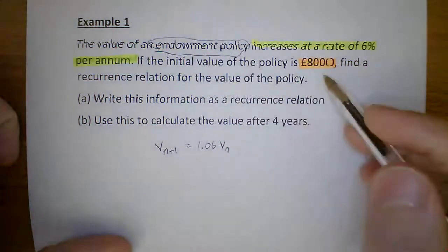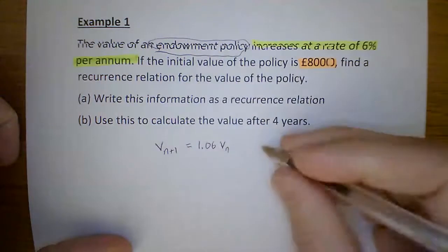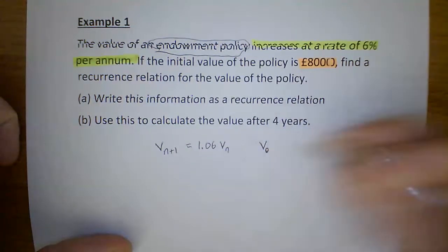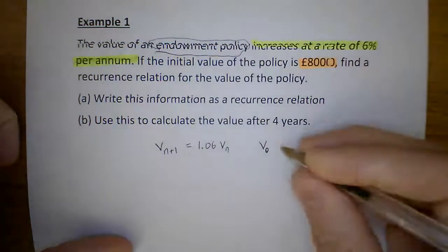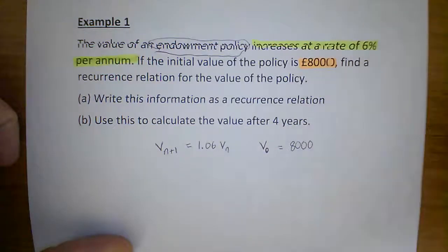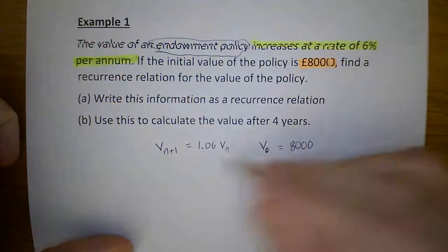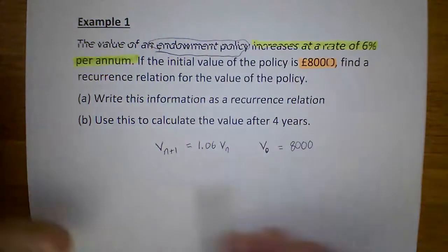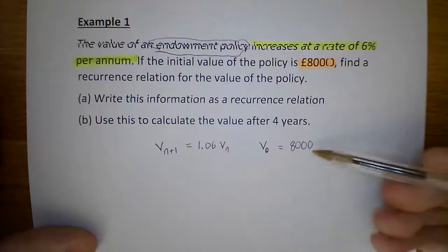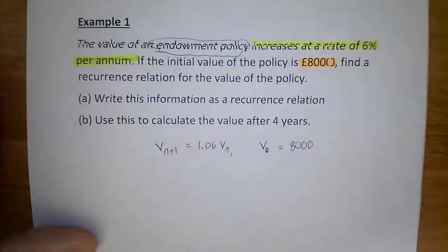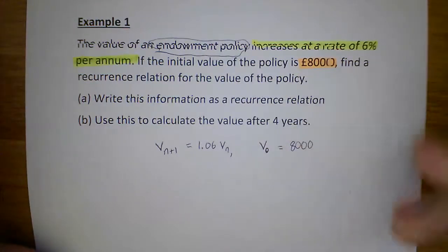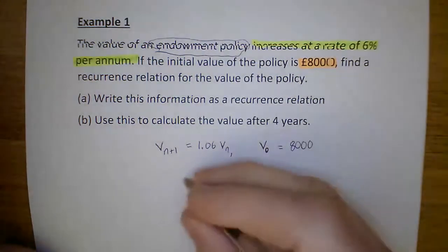The other thing we know is the starting point, the initial value. Now, we'd normally write, if it's an initial value, V0. So V0 is equal to 8,000. At the moment, I'm not going to put the pound sign in because we're just keeping the numbery bits. So this gives us a recurrence relation. It tells us how next year's value relates to this year's value, and it tells us our starting point. And you always need both parts to have a full recurrence relation. We want to use this to calculate our value after 4 years. So now we can set off.